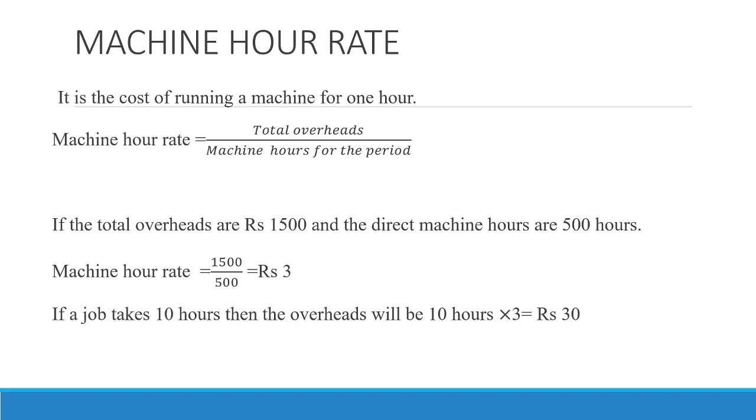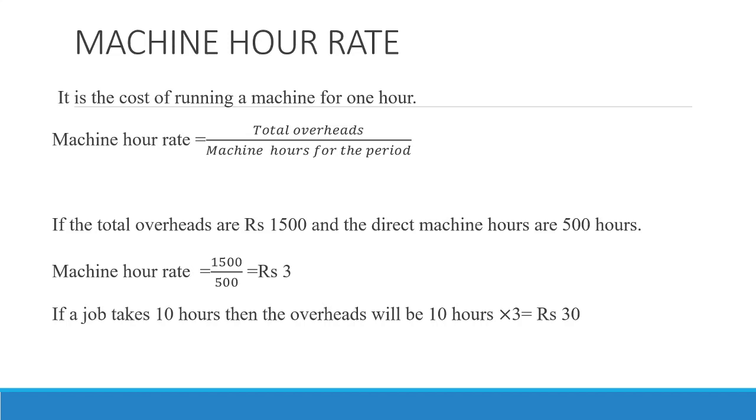Now if the total overheads are 1500 and the direct machine hours are 500 hours, then for 1 hour of running the machine, that is machine hour rate, is equal to 1500 divided by 500, which is equal to rupees 3. Now suppose the job takes 10 hours, then how much will be the overheads? We can easily calculate it. The overheads will be 10 hours working into 3 rupees, that is machine hour rate, that is rupees 30. So rupees 30 will be the overheads for running the machine for 10 hours.